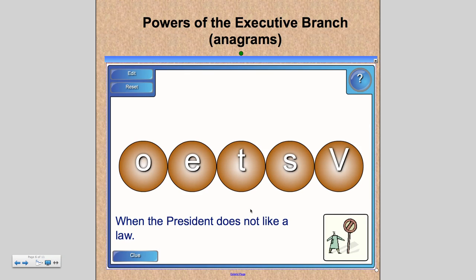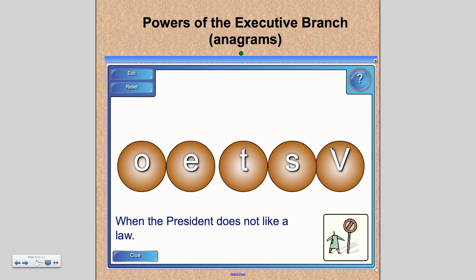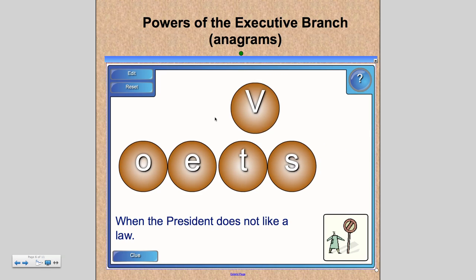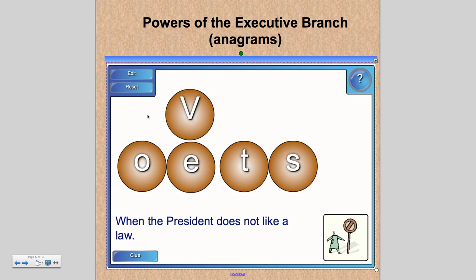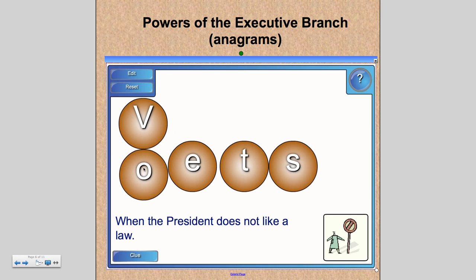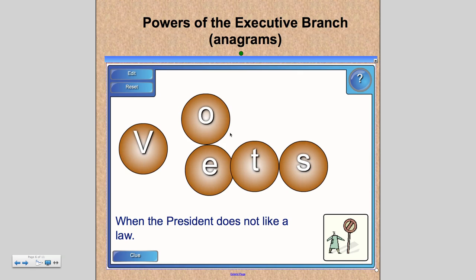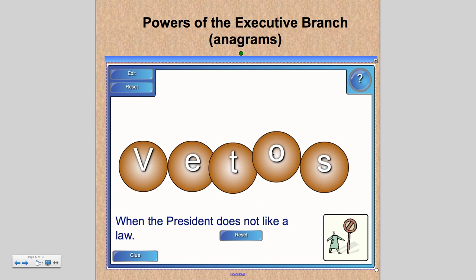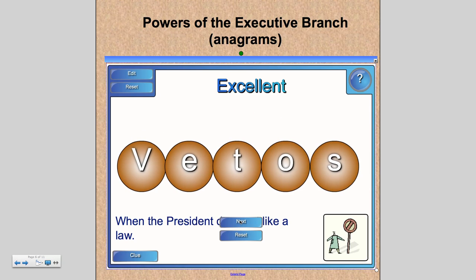When a president does not like a bill. Well, this could be votes. But what is it when we said that he doesn't like a bill? What does he do? You're right, he vetoes it. Look, perfect.